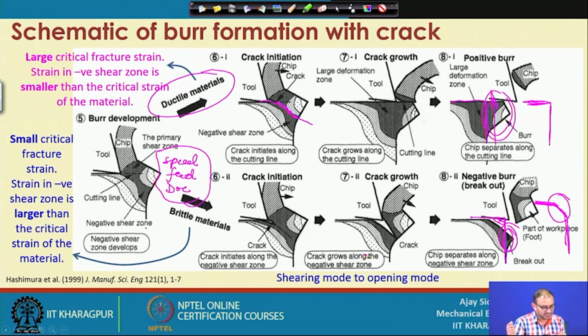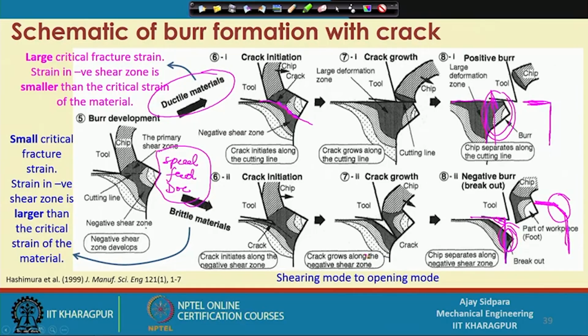So let me finish this class here, and we still have some slides on this burr formation. Those things we will discuss in the next class.